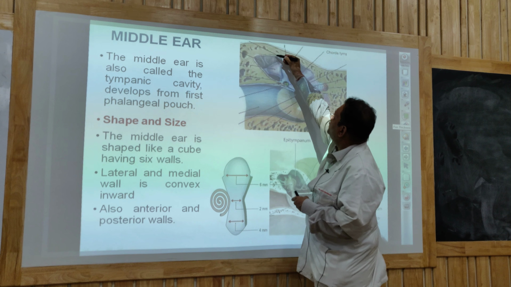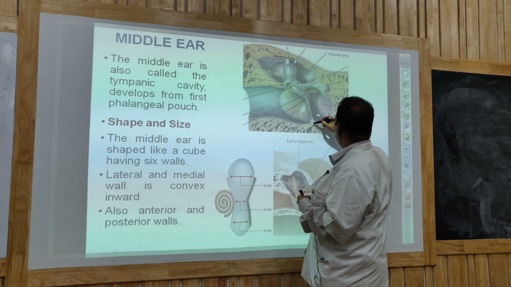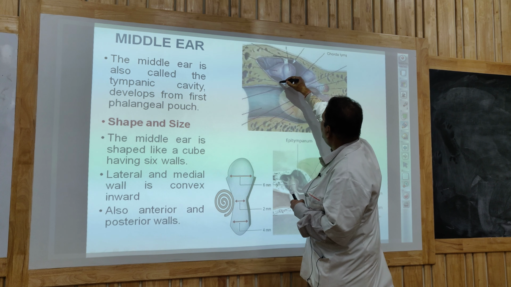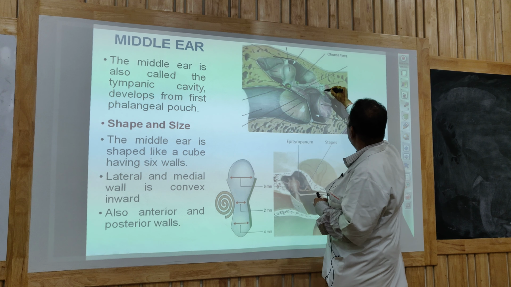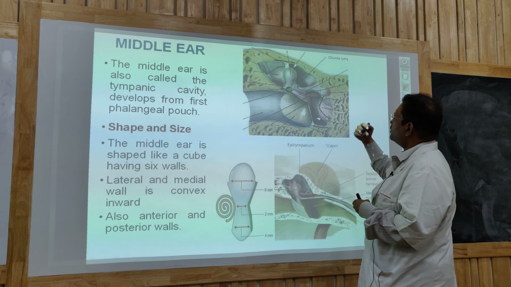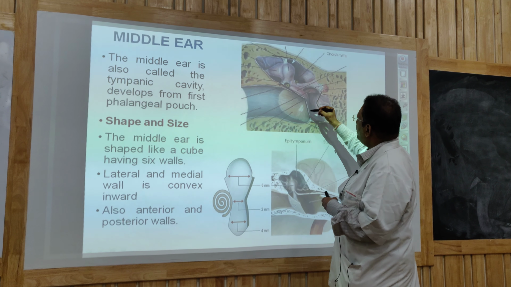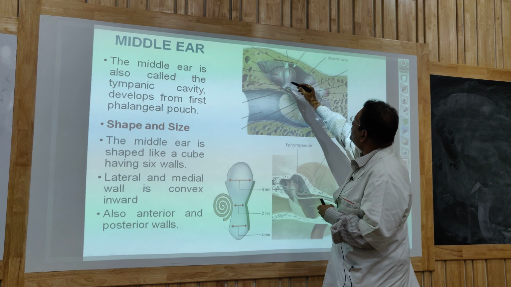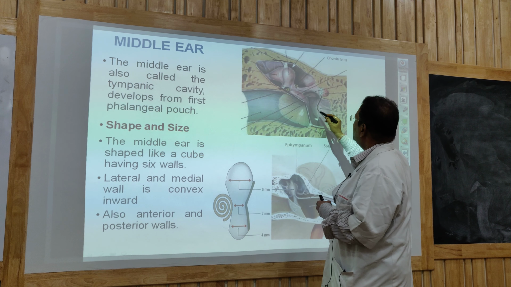We see the roof, we see the floor, we see the lateral wall, we see the middle wall. Okay, and on one side there is an anterior wall and a posterior wall. So the lateral wall is formed by the tympanic membrane. So if you see, this cavity has a different diameter.